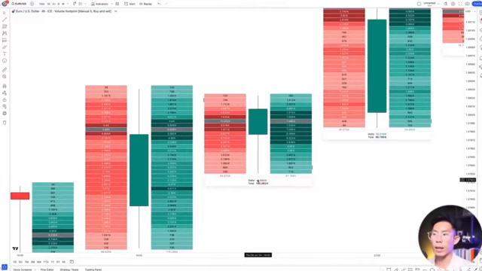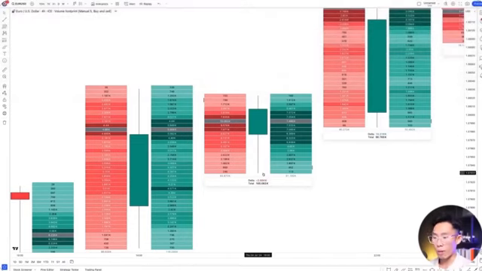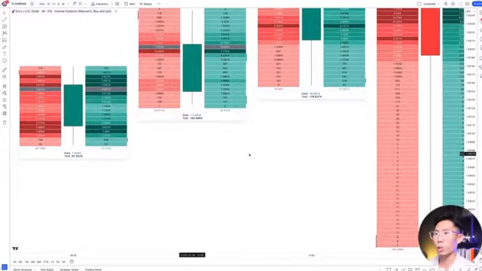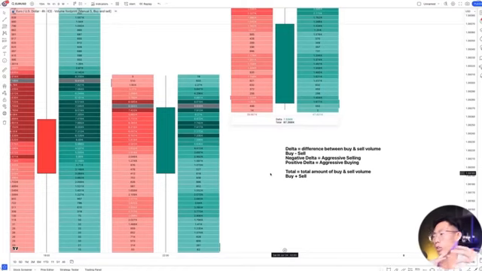And one thing to note is that just because the number is positive or negative does not really mean that it correlates to who is in control of price. For example, right here, even though the delta was negative, meaning there is a lot of aggressive selling going on here, the candlestick actually ended up bullish, right? It ended up being a bullish candlestick, which means the bulls are actually in control of price, even though there was a lot of selling. So yeah, that's one thing that you guys have to be careful of. Don't just assume that just because the delta is negative, that means that sellers are in control, or just because the delta is positive, buyers are in control.